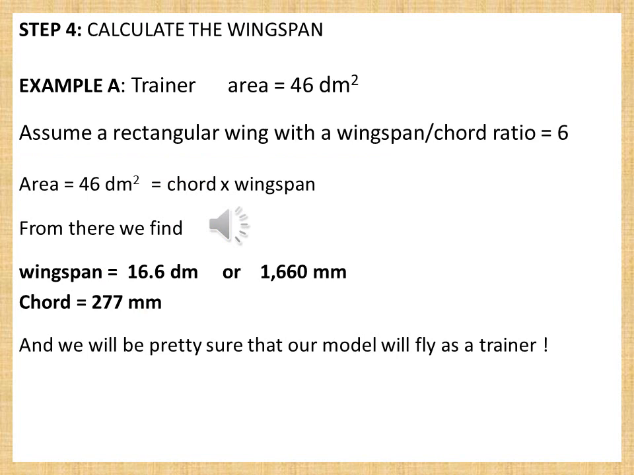Step 4. Calculate the wingspan. Example A, trainer: area equals 46 square decimeters. Assume a rectangular wing with a wingspan to chord ratio equals 6. Area equals 46 square decimeters, equals chord multiplied by wingspan. From there we find wingspan equals 16.6 decimeters or 1,660 millimeters. Chord equals 277 millimeters, and we can be pretty sure that our model will fly as a trainer.